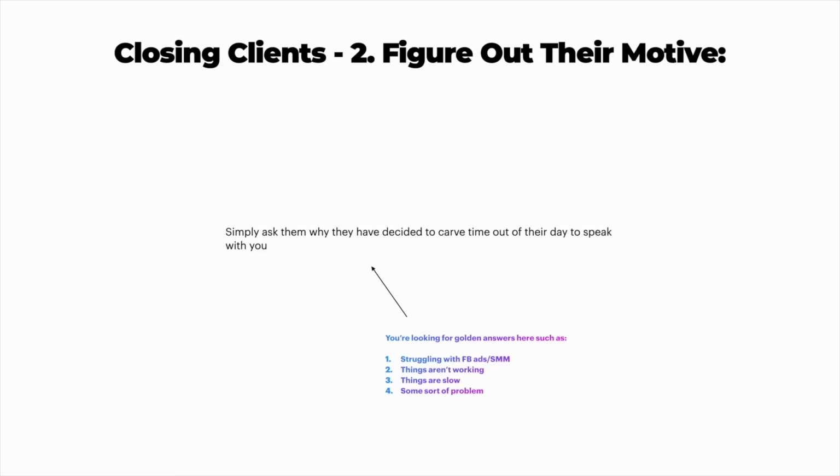And what you're looking for here is a couple of golden answers, such as 1, they're struggling with their Facebook ads or social media. 2, things are just not working for them. Or 3, things are just moving slow. Or 4, they have some sort of problem within their business that they need to fix right now. So those are like the golden answers.